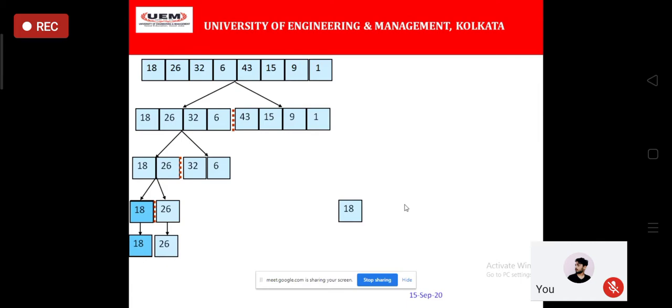Now you need to compare 18 and 26. And you will find that 18, 26 are already in the proper order. So combine them. You will get this. Okay. So can you observe the pattern?